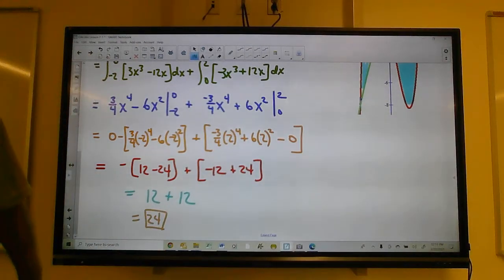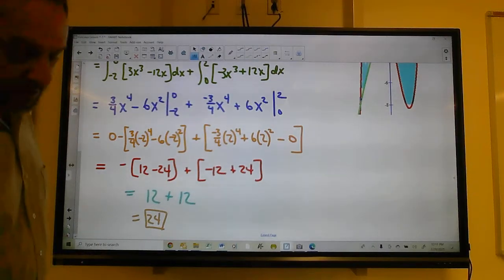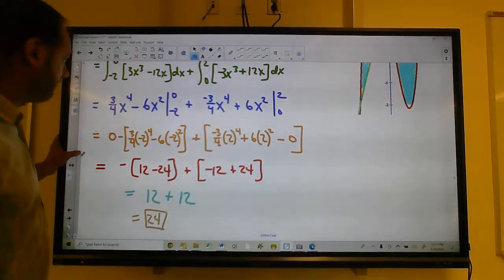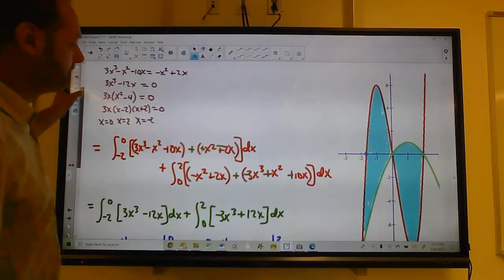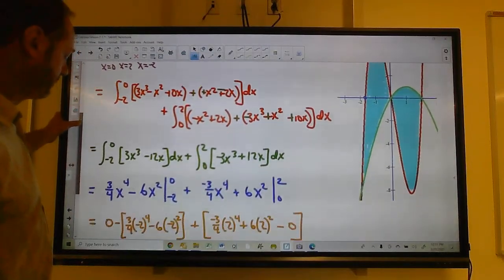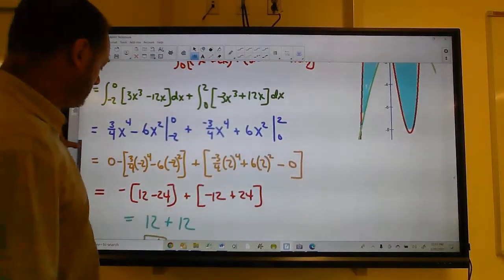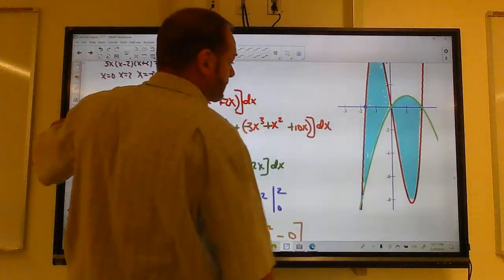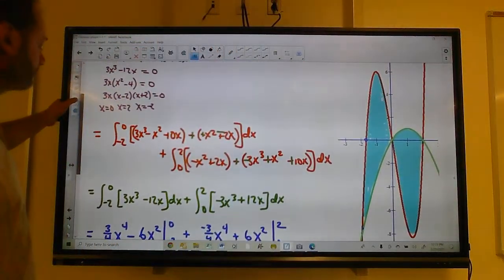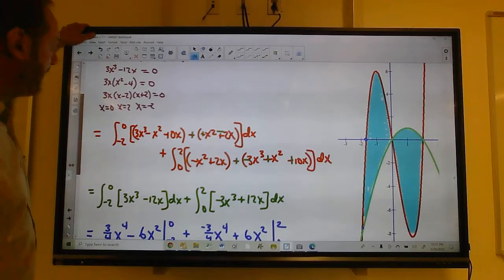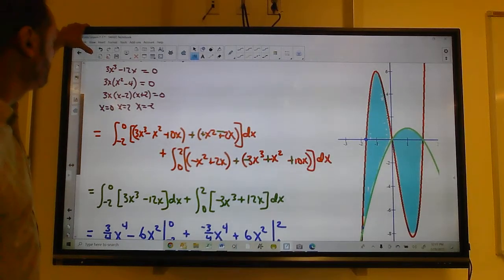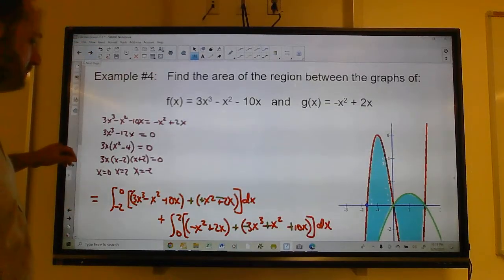And let's check our answer, see how we did. The answer is 24. Woohoo! Okay, so the area between the two curves is 24. It looks like the area here is 12, the area there is 12. So, okay. Moving right along.